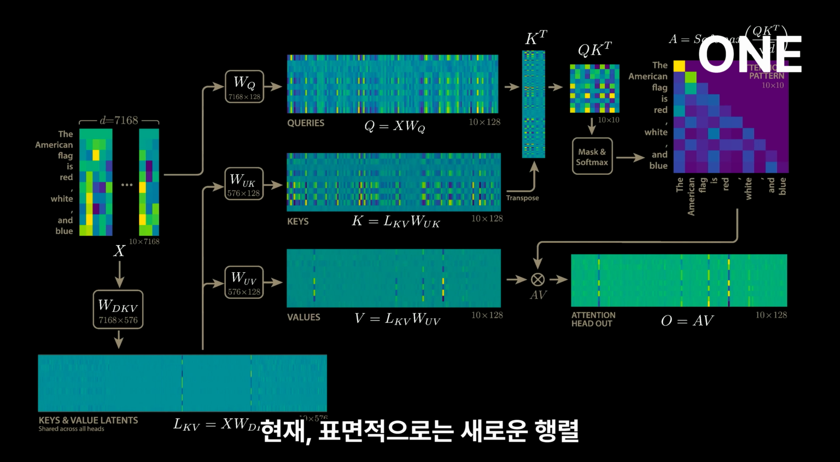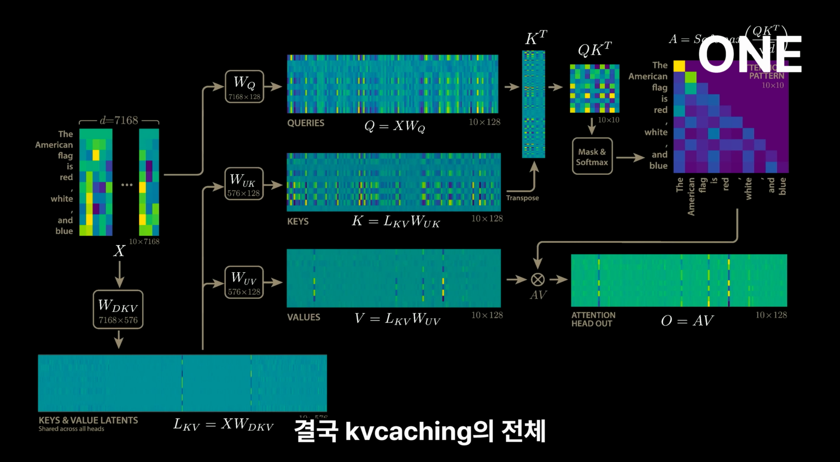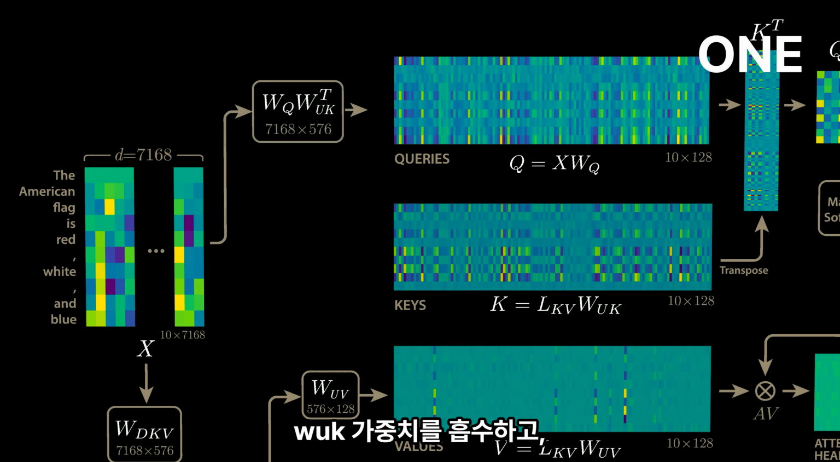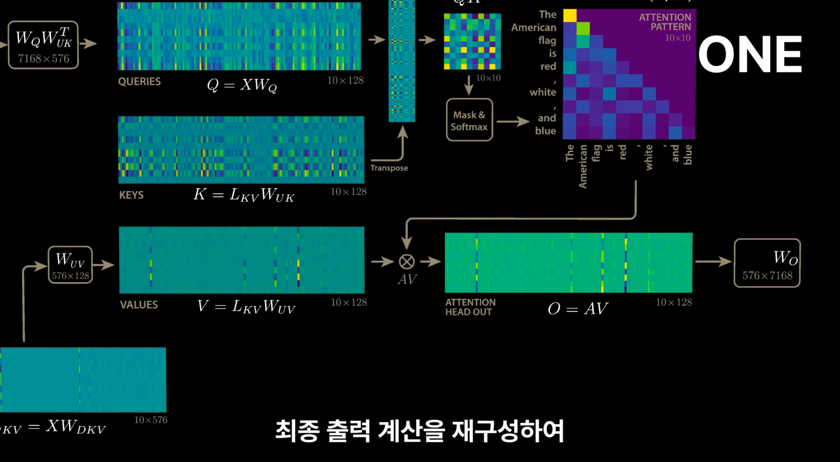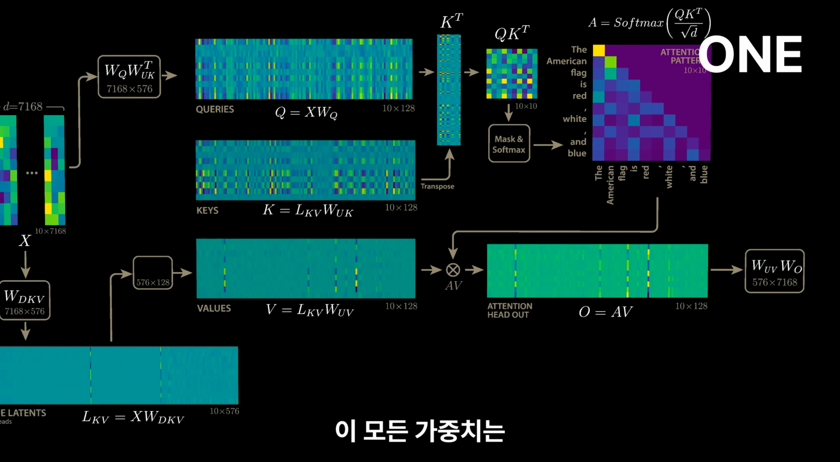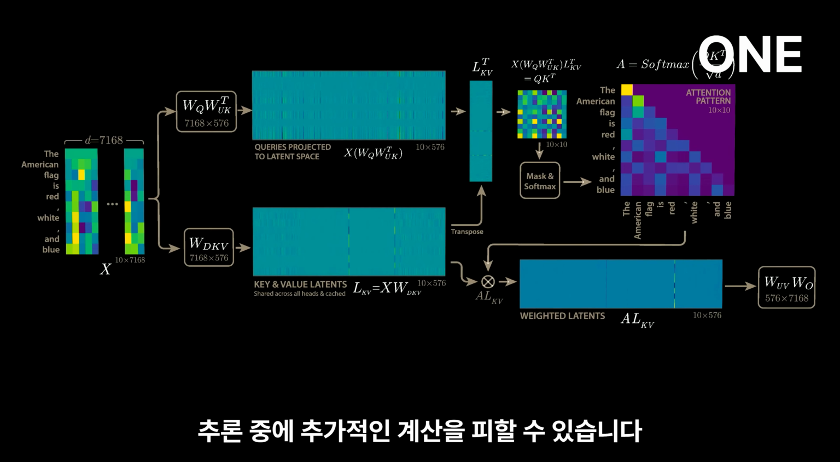Now, at face value, since we've introduced a new matrix multiply, it appears that we've just traded some memory bandwidth for additional compute. And after all, the entire point of KV caching was to reduce the high compute needs of attention blocks. However, as the DeepSeek team points out, with some clever linear algebra, we can rearrange our query computation to absorb the WUK weights, and rearrange our final output computation to absorb the WUV weights. Since all these weights are fixed at training time, we only have to compute the absorbed weights once, and can avoid any additional compute during inference.